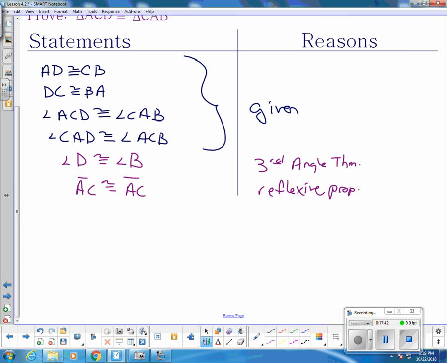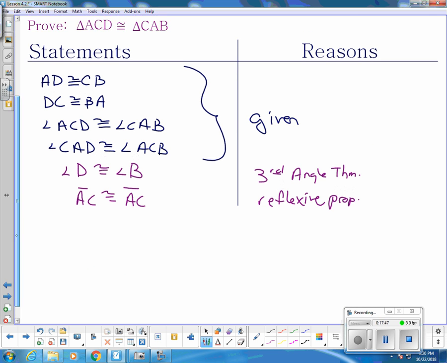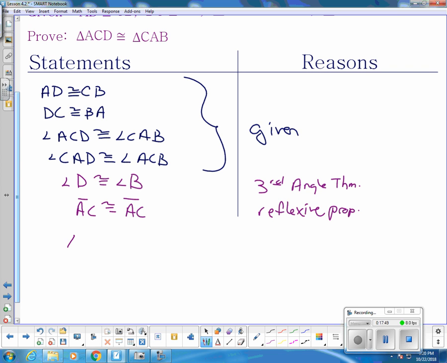Now, we're done because we have three sides that are corresponding and three angles that are corresponding, so we can just write our triangle ACD is congruent to triangle CAB. Definition of congruent figures. Okay. Right? Not too crazy of a proof. You really only had to write two statements.